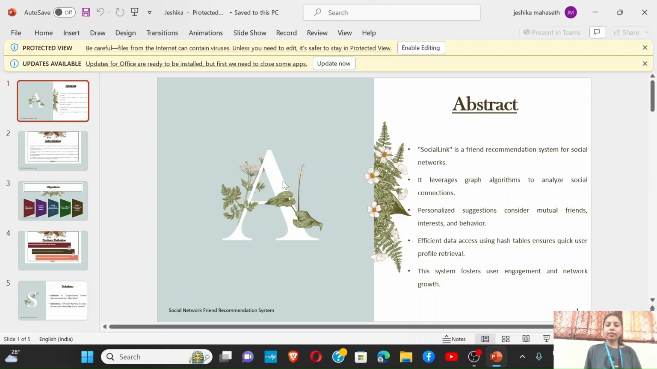The abstract is about SocialLink. SocialLink is a friend recommendation system that employs graph algorithms to provide personalized suggestions in social networks. It analyzes social connections, including mutual friends, interests, and behavior, while ensuring efficient data access using hash tables for quick user profile retrieval. This approach enhances user engagement and fosters network growth.